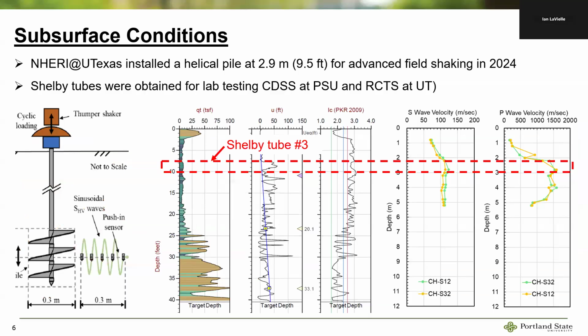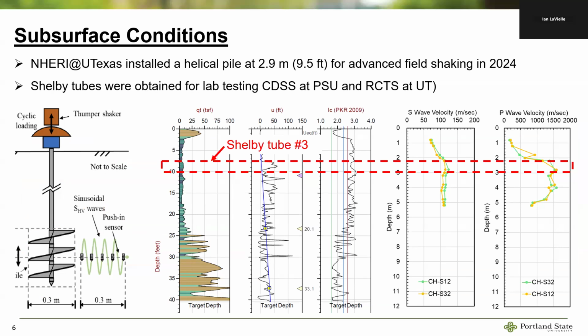So a little bit about what type of soils we were talking about. Someone already mentioned that they installed the helical pile at 2.9 meters. So the field testing is representative of the soils at 2.9 meters, approximately 9.5 feet.